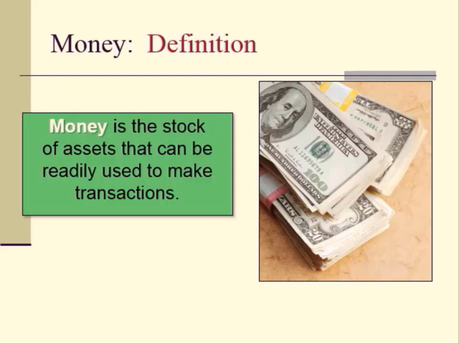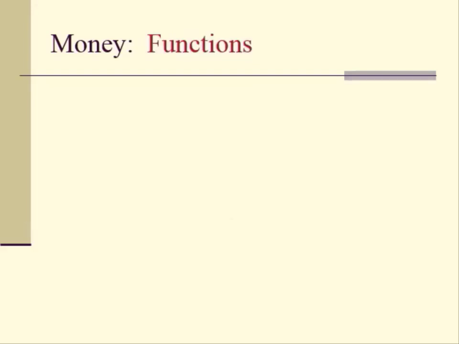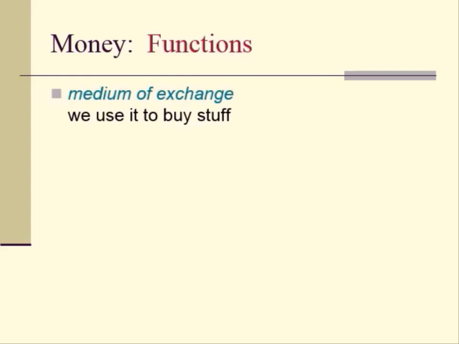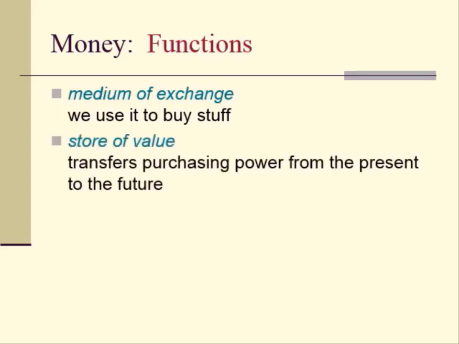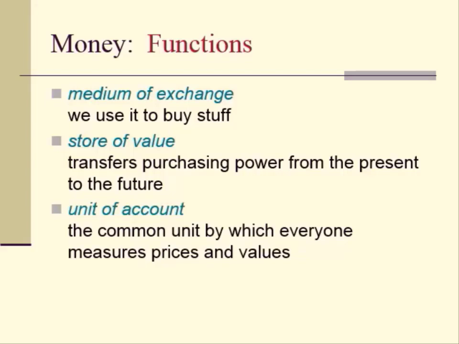Basically, money is the stock of assets that can be readily used to make transactions. So, roughly speaking, the dollars in the hands of the public constitute the economy's stock of money. Money has three main purposes or functions. First is medium of exchange, that is, we use it to buy stuff. Second is the store of value function, that is, it transfers purchasing power from the present to the future. And third is the unit of account function, that is, the common unit by which everyone measures prices and values.